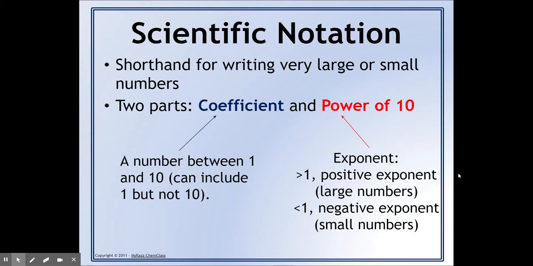Next, we're going to talk about scientific notation. Shorthand for writing very large or very small numbers. There are two parts: a coefficient and a power of 10. The coefficient is any number between 1 and 10, but not 10. So it's a single digit. And the power of 10 is the exponent of 10. If it's larger than 1, they're positive numbers or large numbers. If it's smaller than 1, the negative exponent means there are small numbers.